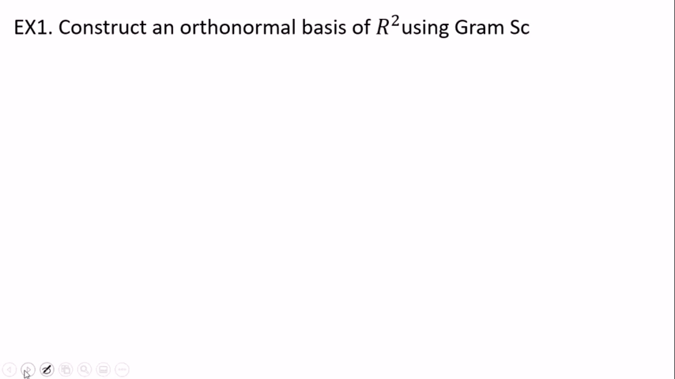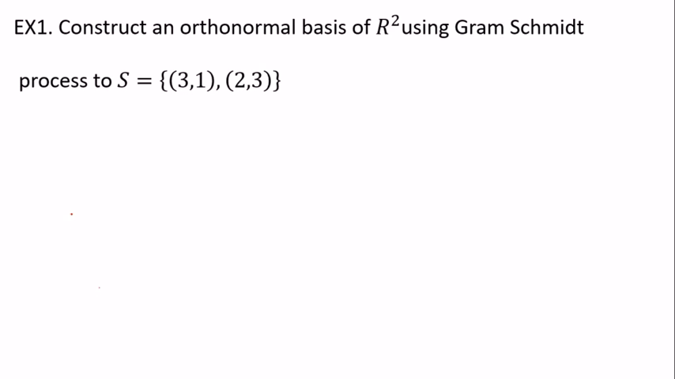So let us write the first example. Construct an orthonormal basis of R2, that is, the set of all vectors which have two elements, using the Gram-Schmidt process. With the help of this Gram-Schmidt process, we are given a set S equal to {(3, 1), (2, 3)}. S is the set of these vectors, (3, 1) and (2, 3). So we'll assume the first as u1 and the second as u2.